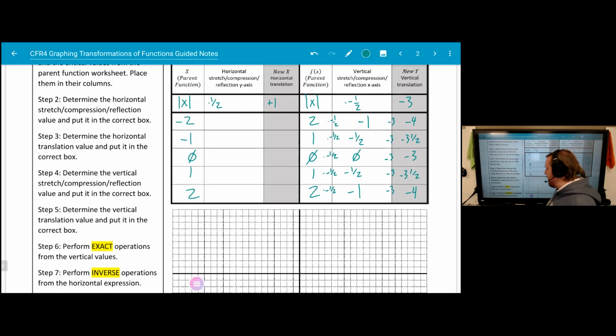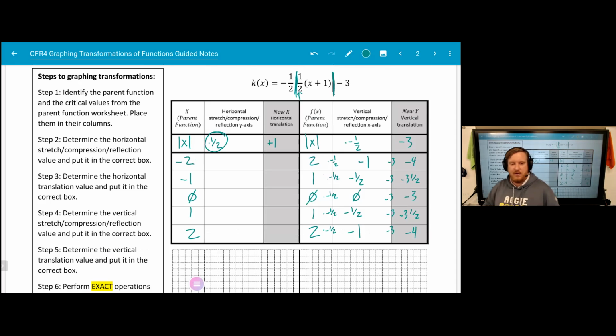Step 7 says perform inverse operations. As I'm looking right here, on the inside I said we'd have multiplied by half, so we're going to do the inverse operation. It kind of makes sense though, right? Because that whole horizontal thing is all goofy and backwards anyway. Outside, multiplying by half would have been a vertical compression, but inside it's a horizontal stretch. It's backwards, right?